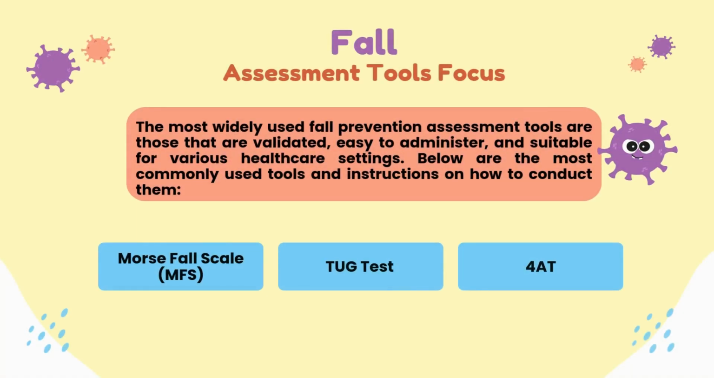Among the many fall risk assessment tools available, some are widely used due to their reliability, ease of administration, and suitability for different healthcare settings. The Morse Fall Scale, MFS, the TUG Test, and the 4AT assessment are among the most commonly implemented tools. These validated assessments help identify high-risk patients and guide appropriate interventions, reinforcing the importance of structured screening in fall prevention efforts.